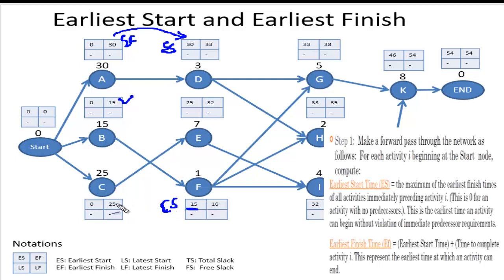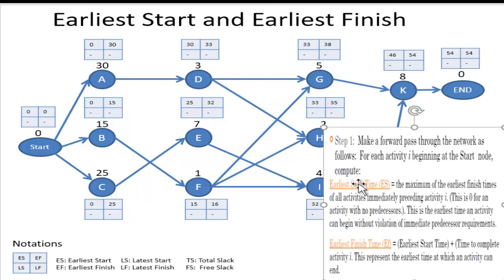Now what will be the finish time? I'm talking of this line now. Whatever the earliest start time is, the earliest finish time is the earliest start time plus the time. So time is 3, 30 plus 3 is 33. For this guy, 25 plus 7. For this guy, 15 plus 1, that is going to be 16. Okay, same way we calculate for the next one. So I typically don't need this now, I will delete this.